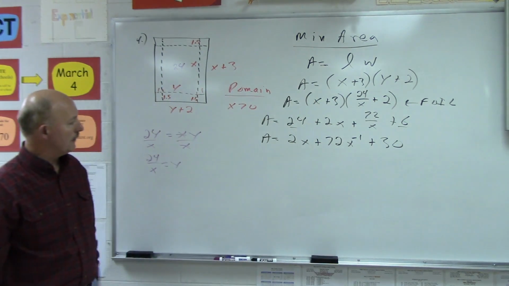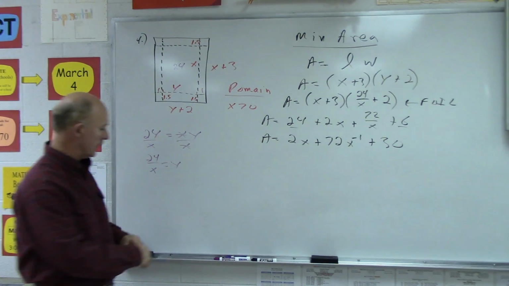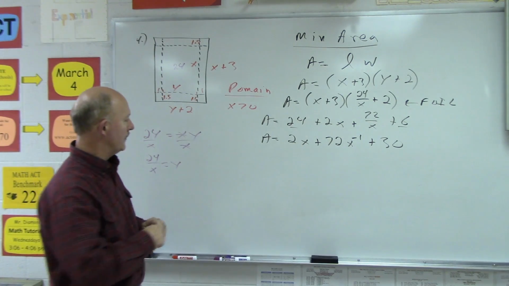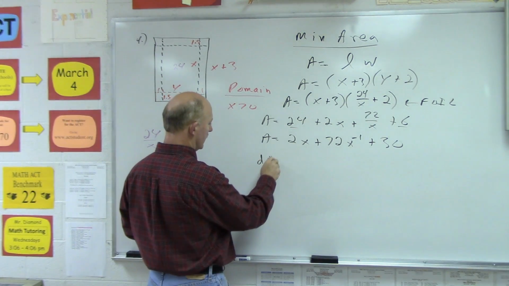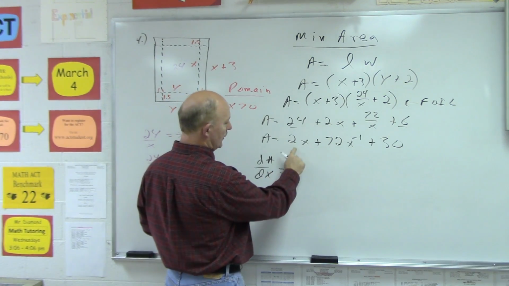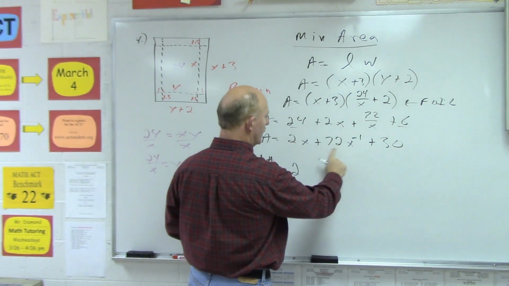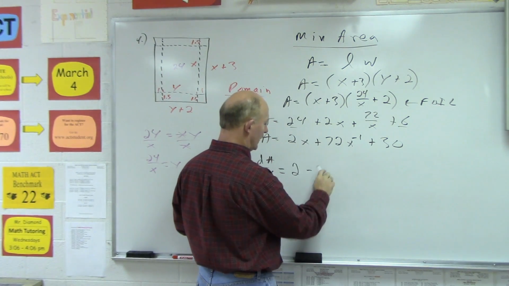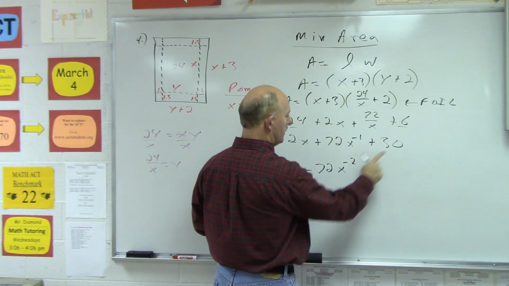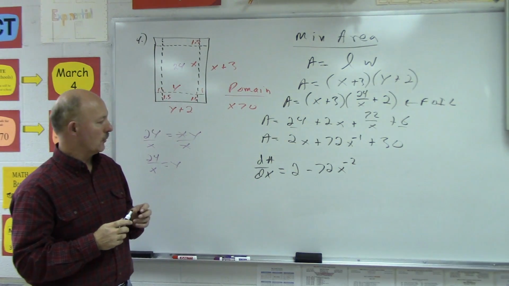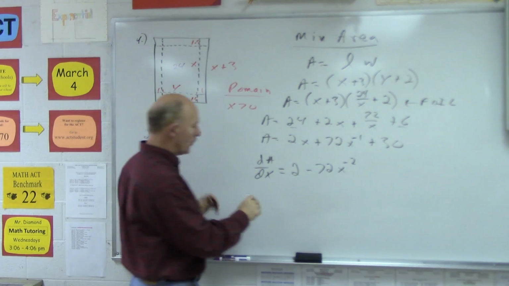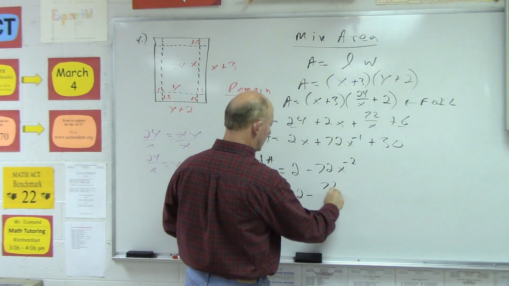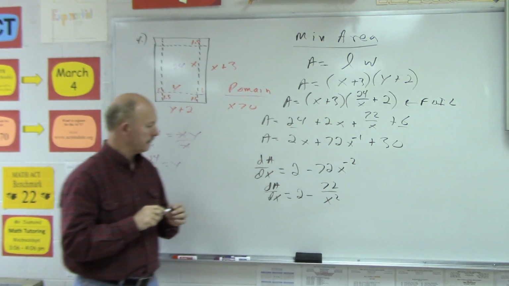So let's see if we can take our derivative, and let's see what we get for our area now, right? Taking the derivative of the left-hand side here, it'll be dA over dx is equal to, now the derivative of 2x is 2. The derivative of 72x to the negative 1 would be negative 72x to the negative 2, and the derivative of 30 is 0. So we find our derivative. Now, when we write this, this will be dA over dx equal to 2 minus 72 over x squared. So I'm going to write it like this.